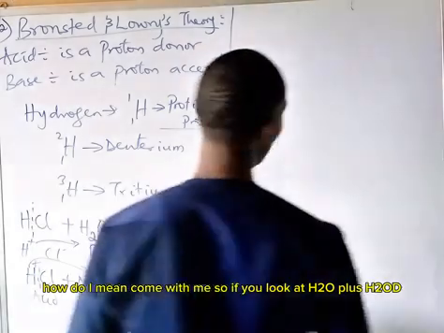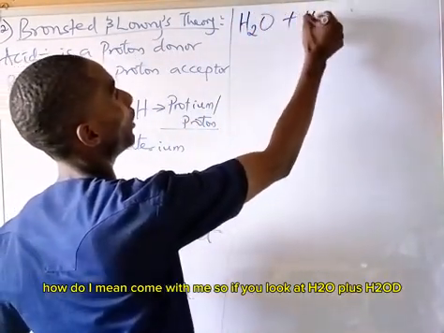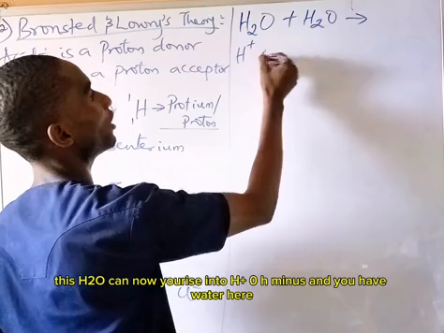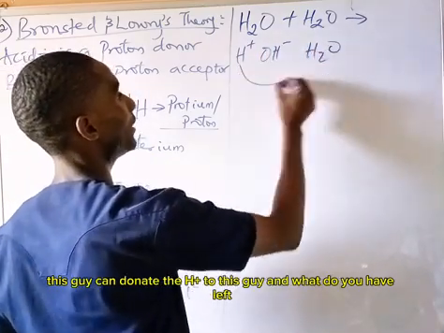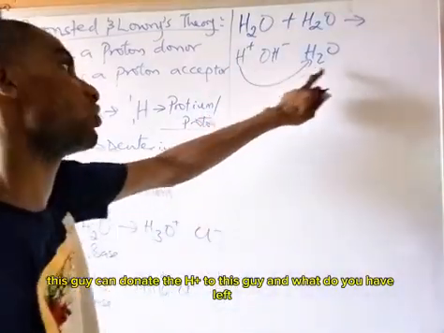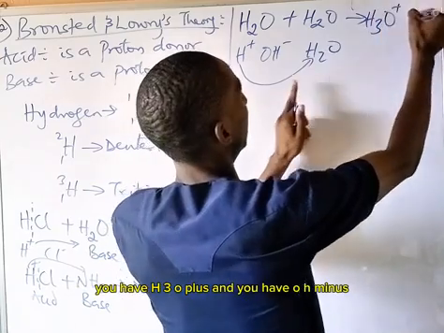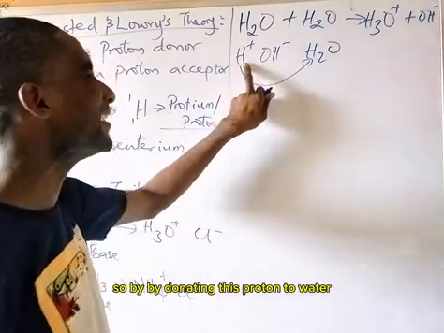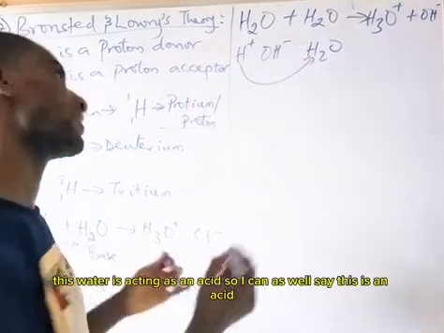How do I mean? Come with me. So if you look at H2O plus H2O, this H2O can ionize into H plus or H minus, and you have water here. This guy can donate the H plus to this guy. And what do you have left? You have H3O plus and you have OH minus. So by donating this proton to water, this water is acting as an acid.